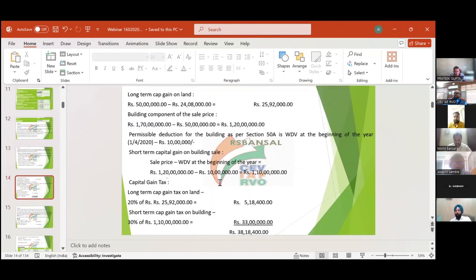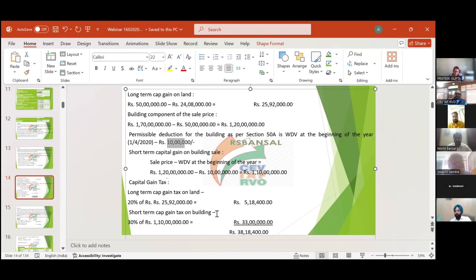So what will be the building value? 1 crore 70 lakh minus 50 lakh. Building value is 1 crore 20 lakh. And long term capital gain on land comes out to be 25 lakh 92,000, that is 50 lakh minus 24 lakh 8,000, which is the cost of acquisition. For the building, though the building value is 1 crore 20 lakh, you cannot take it more than 10 lakh.